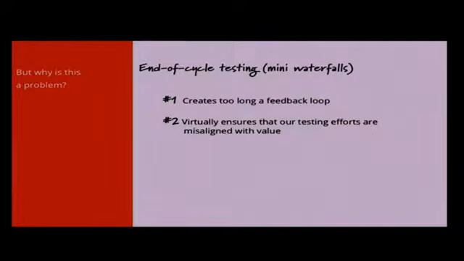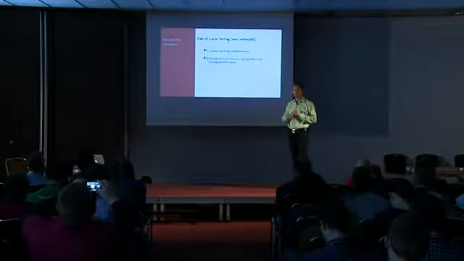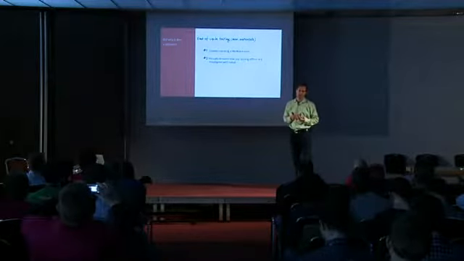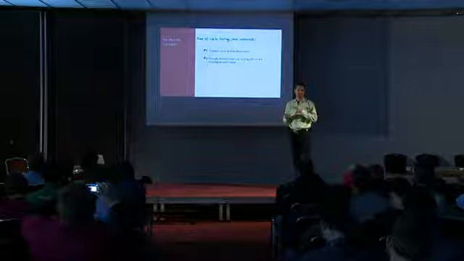And this is a little bit harder to see, but it virtually ensures that our testing efforts are not aligned properly with business value. When we're testing at the end of the line, we're not necessarily aware of what the business's risks are, and we're testing what we're given in a way that we understand we should be doing it. It's not always aligned with the business need or the most risky situation.